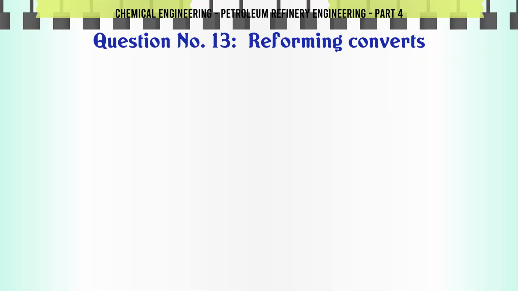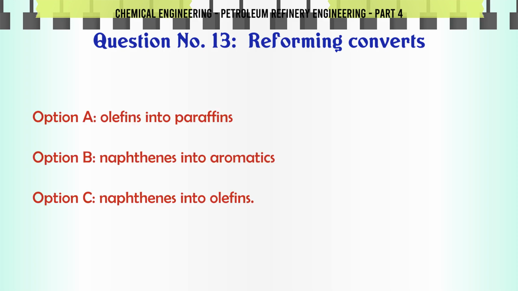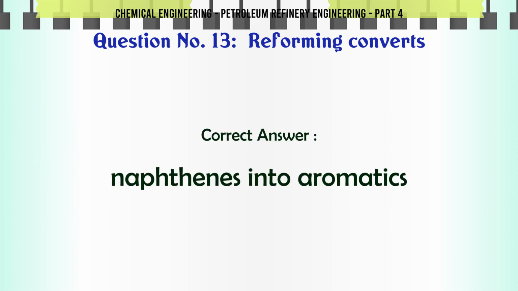Reforming converts: A. olefins into paraffins, B. naphthenes into aromatics, C. naphthenes into olefins, D. naphthenes into paraffin. The correct answer is naphthenes into aromatics.